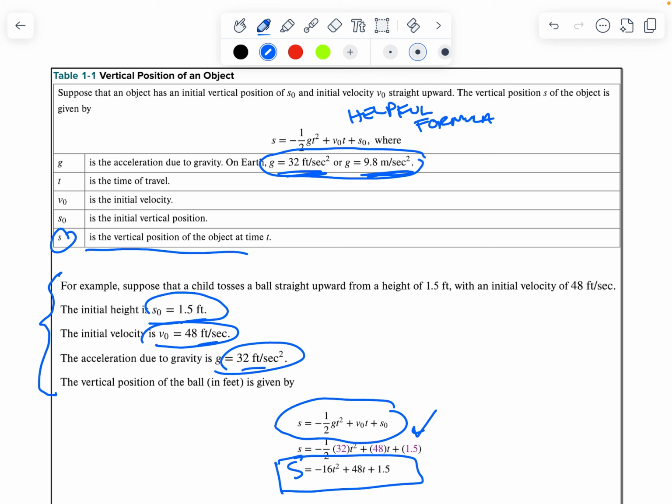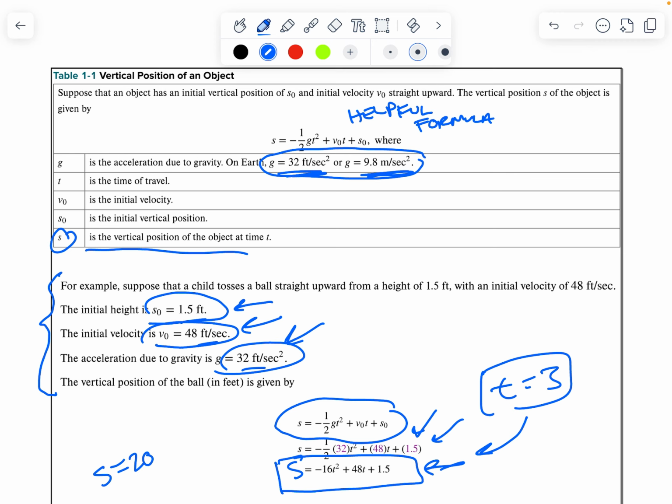All right, for example, it says if the initial height is here, the initial velocity is here, gravity is this, we can sub in those values to the formula, and that is our position based on the time. Now, if it told us it was in the air for t equals 3 seconds, all we would have to do is sub in a 3, and it would tell us the position. Vice versa, if we know that the position is 20 feet, we could sub in 20 for s and try and solve for t.